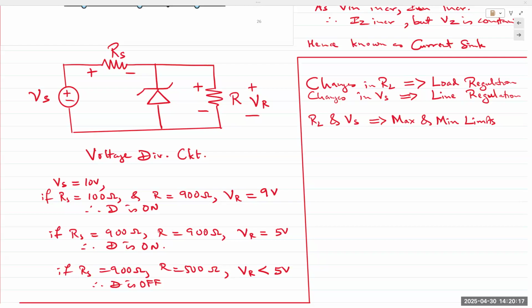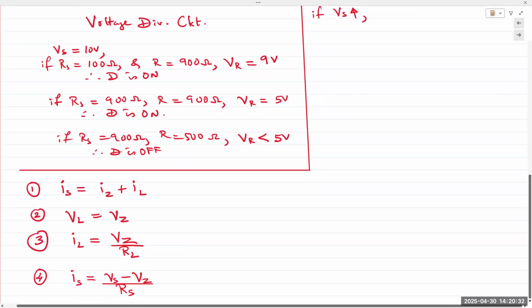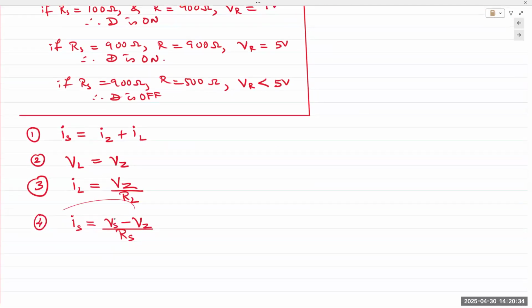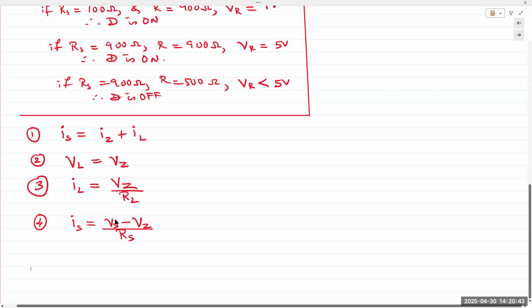Okay, so what happens if Vs increases? What's the first thing that comes to mind if supply voltage increases? Supply current IS increases, assuming all other things are constant, right? Zener diode rating is not going to change. That's going to remain constant. RS, once we choose it, once we design it, is going to remain the same. But now if the supply voltage changes, then IS increases.